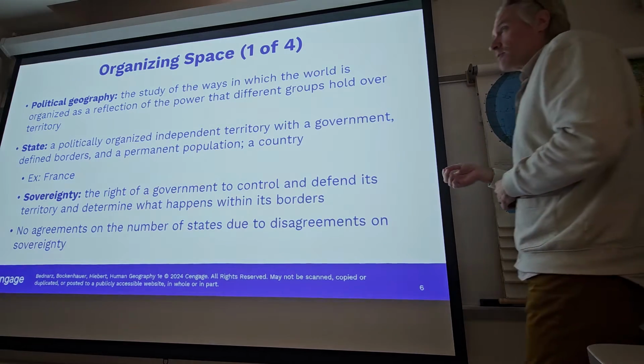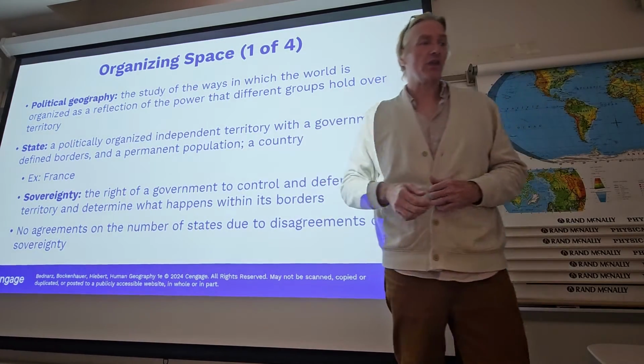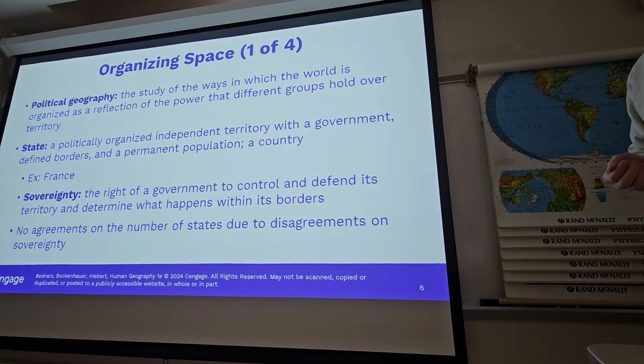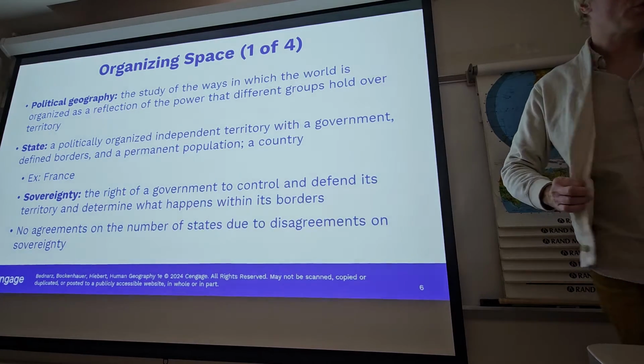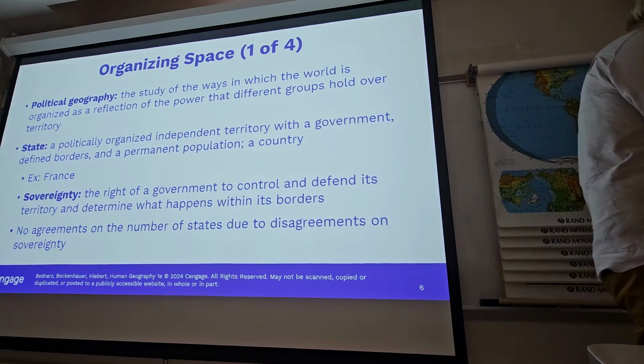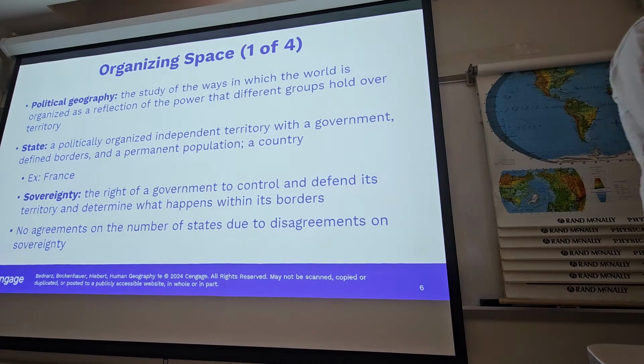Obviously, we're not talking about a state like the U.S. has states, and thinking of more of the United States would be a state in this context. France is one of the classic ones that's often used, primarily because they've had pretty settled borders, relatively speaking. Sovereignty, right, of the government to control and defend its territory and determine what happens within its borders. So that's a big part of, well, what's going on in a number of different conflicts around the world.